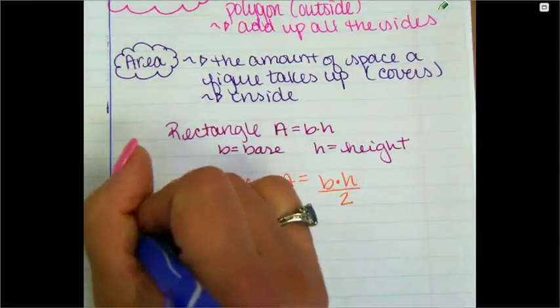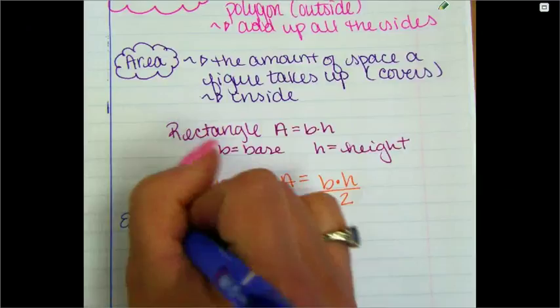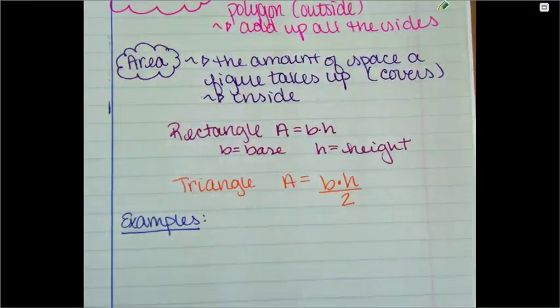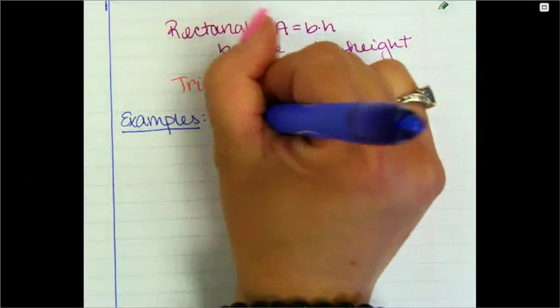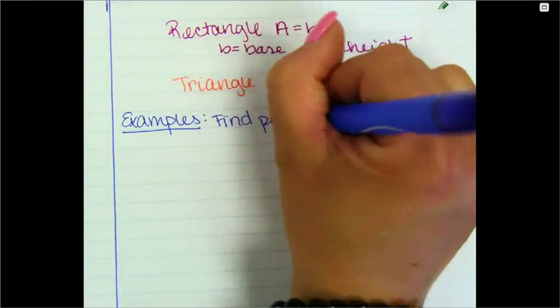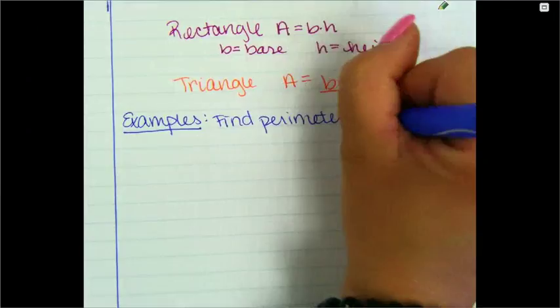All right. Are you going to write the formulas today? Yeah, that's a good idea. You're going to find perimeter and area.